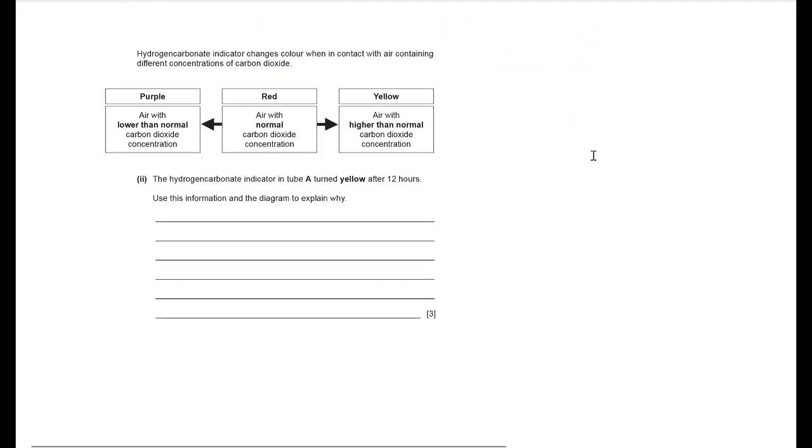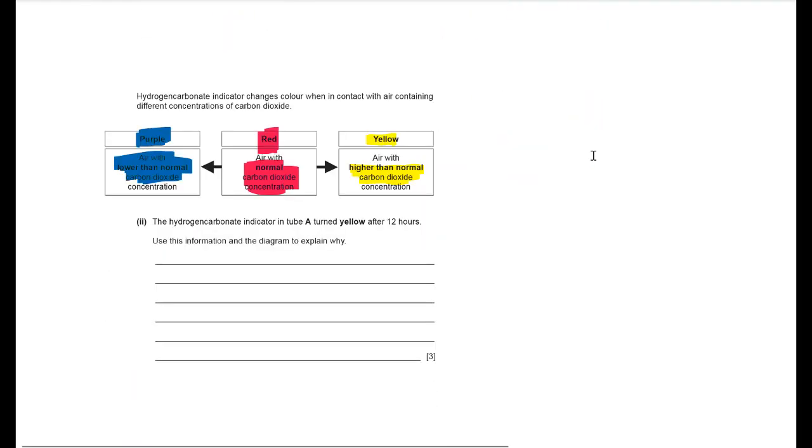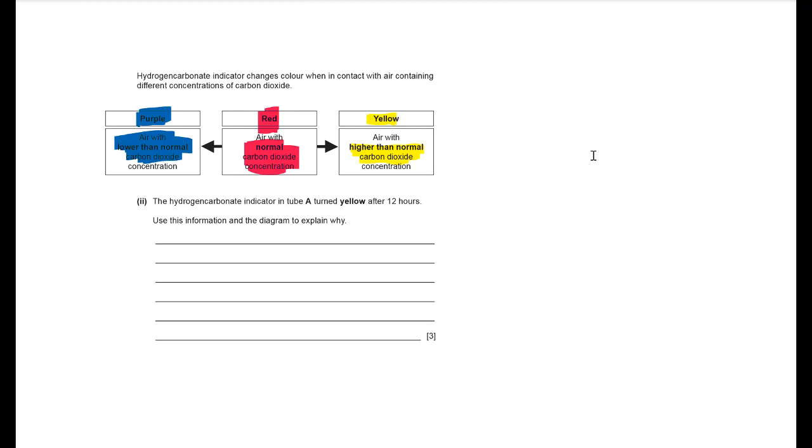Oh, here we are. So, continuing on from this question, hydrogen carbonate indicator changes colour when in contact with air containing different concentrations of carbon dioxide. Yellow if there's more CO2 than normal. Red if there's normal carbon dioxide concentration. And purple if there is air with lower than normal carbon dioxide concentration. So in tube A, the indicator turned yellow after 12 hours. Use this information and the diagram to explain why.